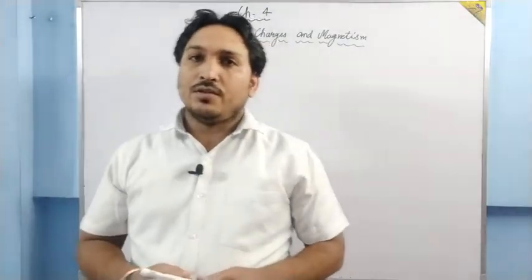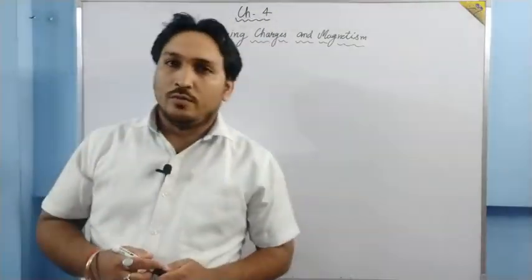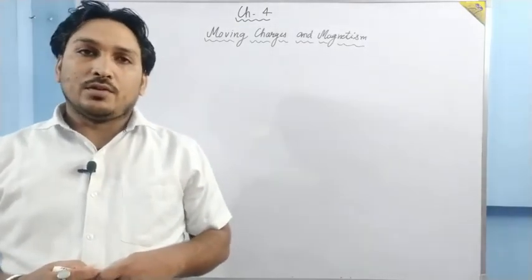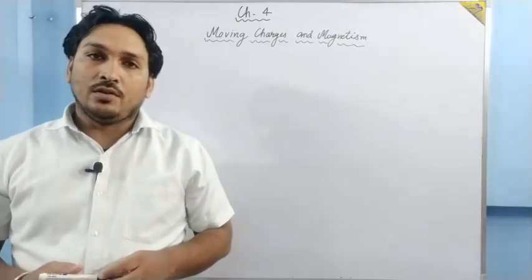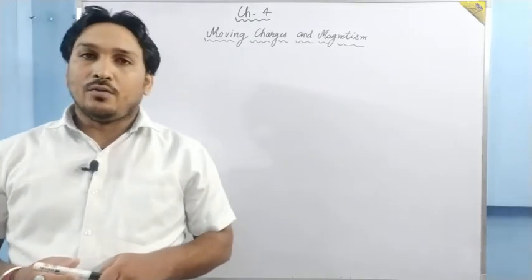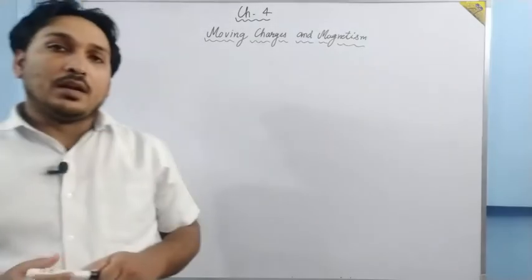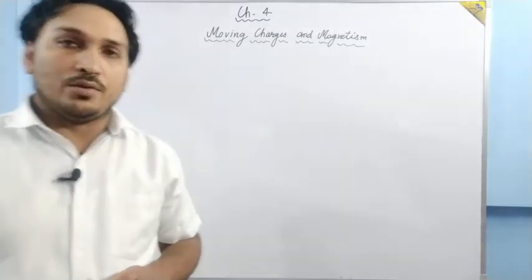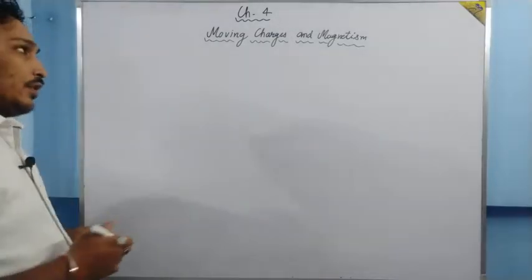Hello dear students, as you all know we are doing chapter number 4, moving charges and magnetism. In the last lecture we have done Biot-Savart law, an application of Biot-Savart law in which we tried to find out what is the magnetic field due to a circular loop. Okay, today we are going to do Ampere circuital law.